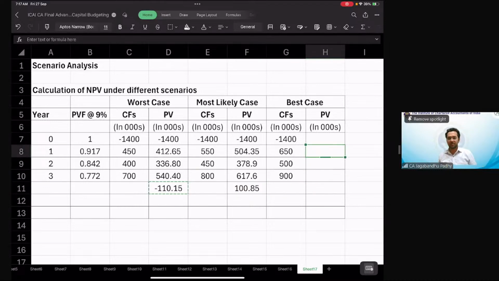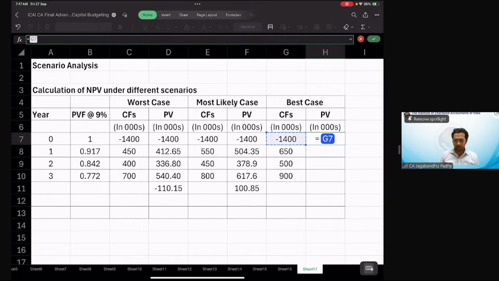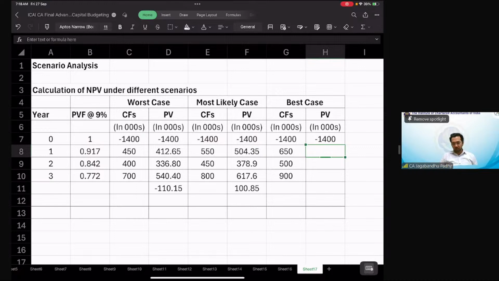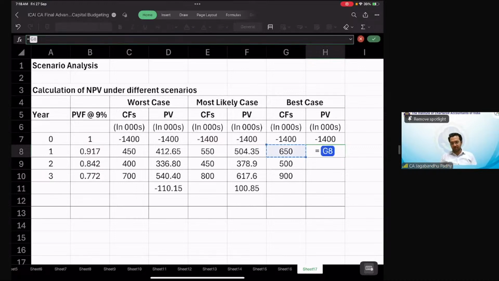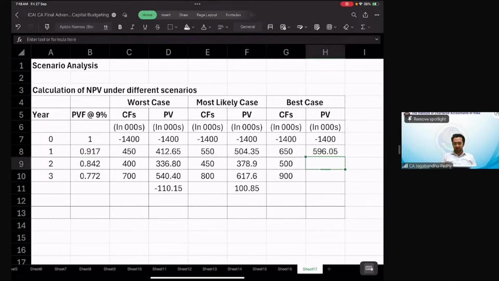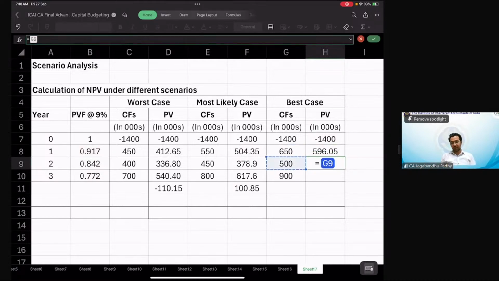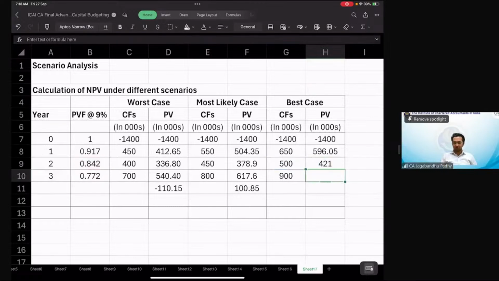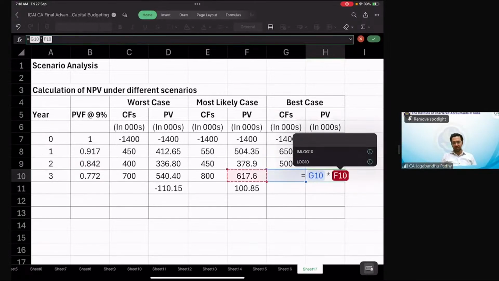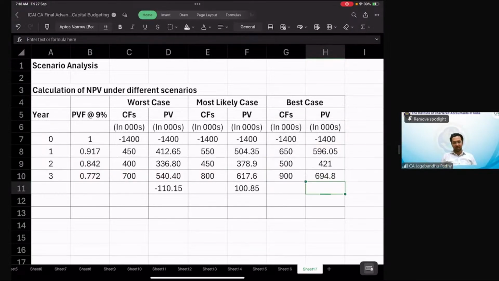Then in the best case, same way, we can get minus 1400 into 1. Then 650 multiplied by 0.917. Then 500 multiplied by 0.842 and 900 multiplied by 0.772.